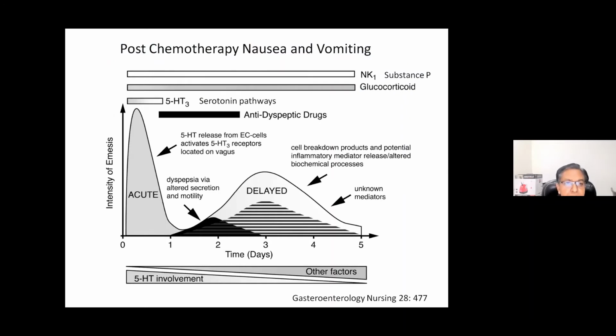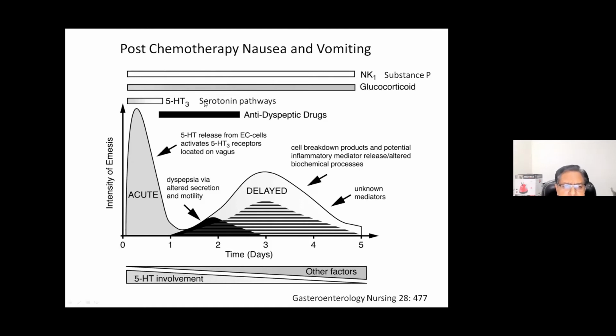We also need to consider the timing of occurrence of nausea and vomiting when a patient is receiving chemotherapy. There could be an acute phase and a delayed phase, which I mentioned earlier, and in between there could be breakthrough nausea and vomiting also. Now, the choice of drug in these patients nowadays would depend upon an NK receptor antagonist, a glucocorticoid, or a serotonin antagonist. So these are the drugs.